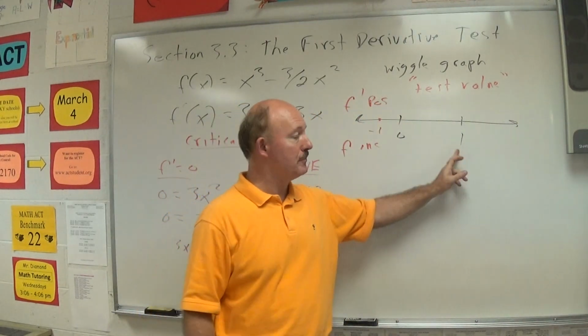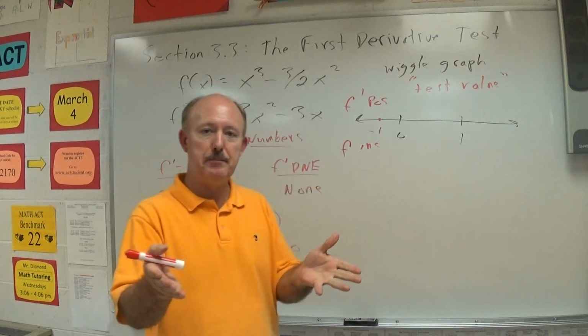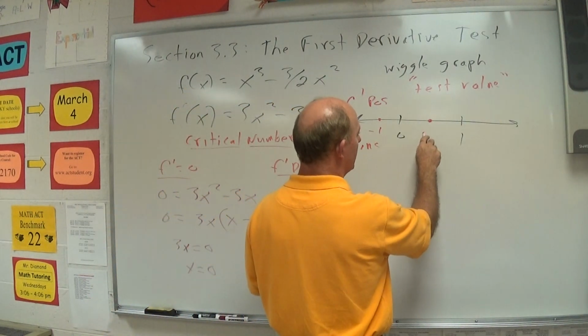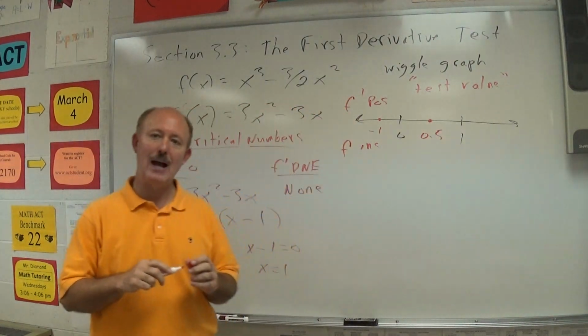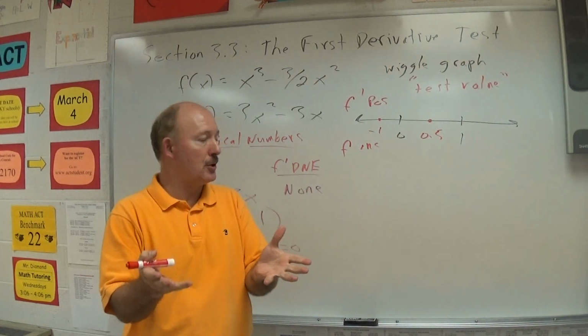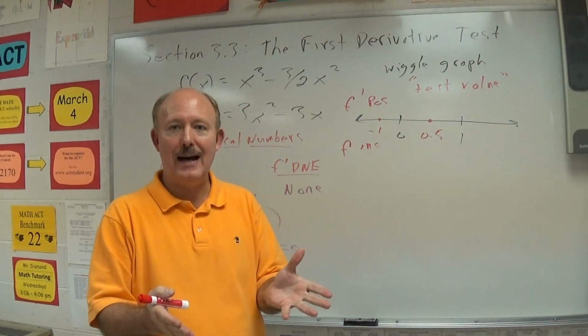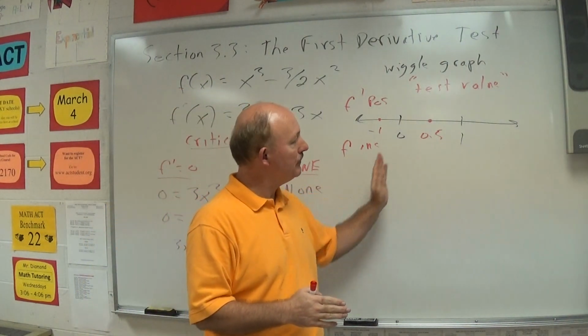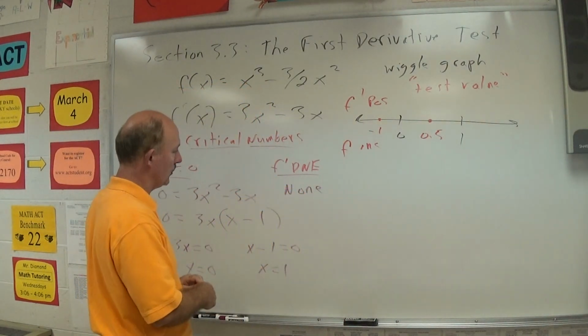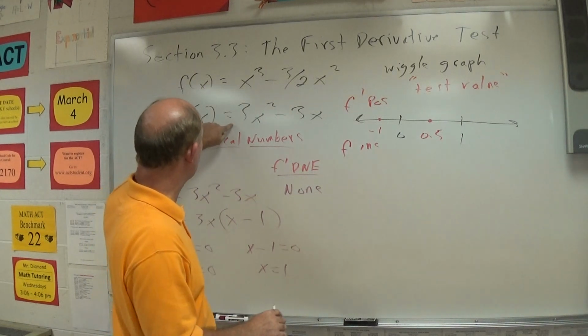Okay, now let's try another interval. What about the interval from 0 to 1? This time let's pick another test value. Let's try 0.5. What happens to the derivative at 0.5? Now remember, if the derivative is positive, the graph will be increasing. If it's negative, it's going to be decreasing. So let's try 0.5 in our derivative.